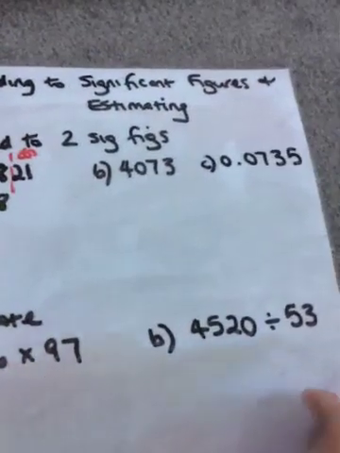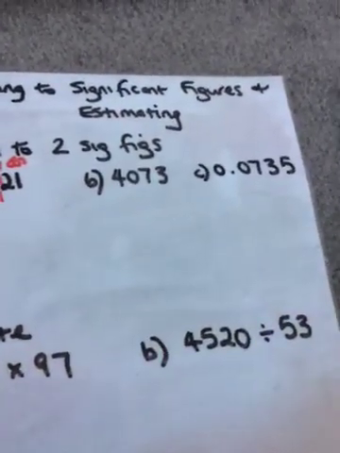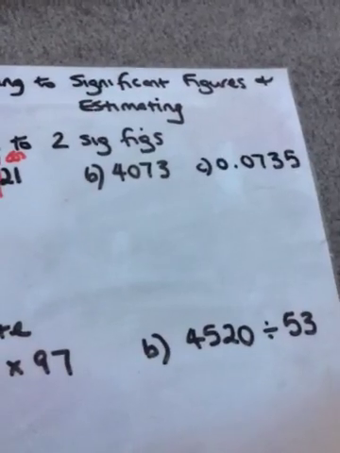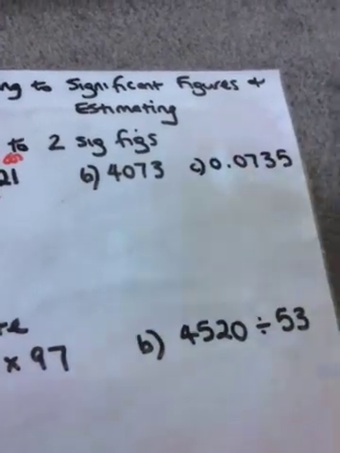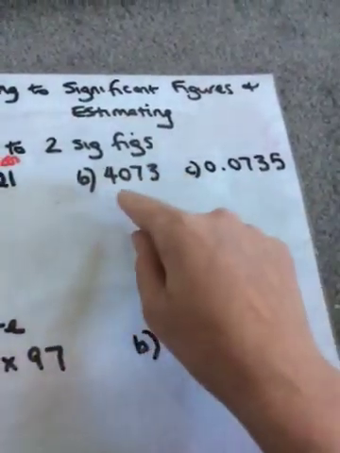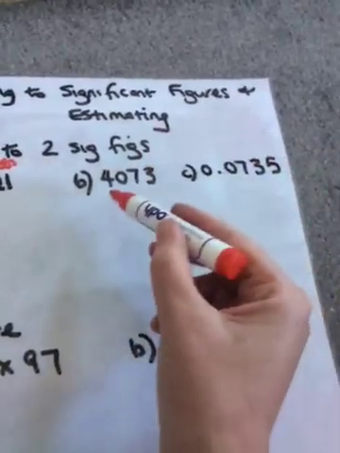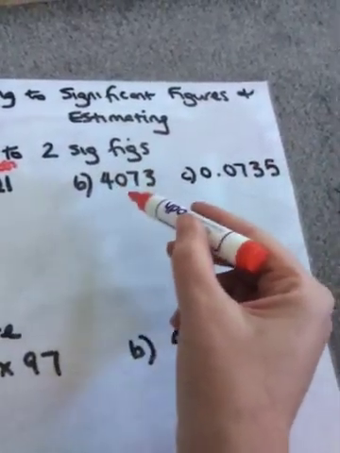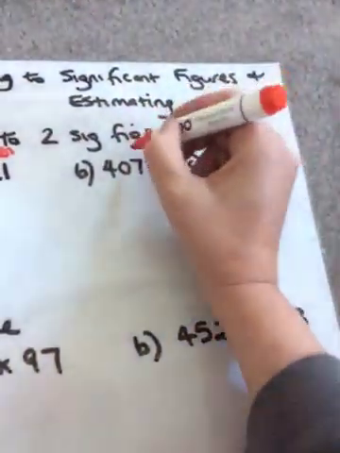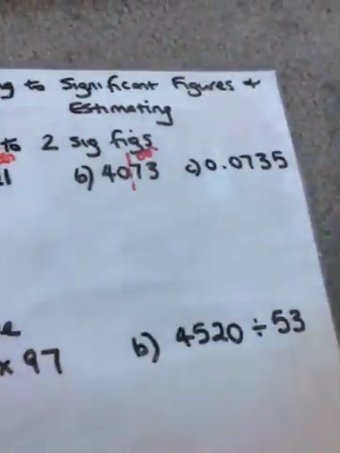In the second one, we've got 4,073. Now, I said zeros aren't significant, it's only if they're at the beginning of a number, like in question C. If they're in the middle of a number, they are deemed as significant. So the 4 is significant, that's number 1. The 0 is significant, that's our second significant figure. And so we're going to use the 7 to decide what to do.